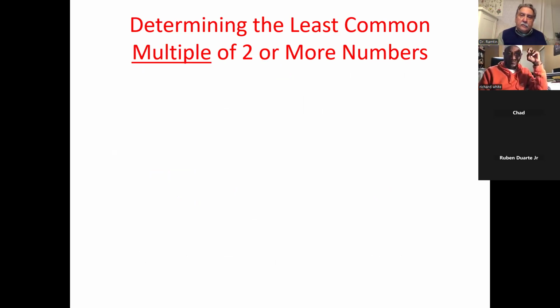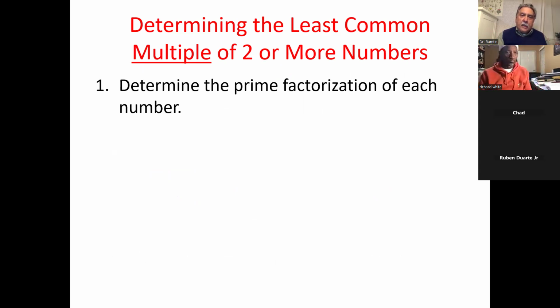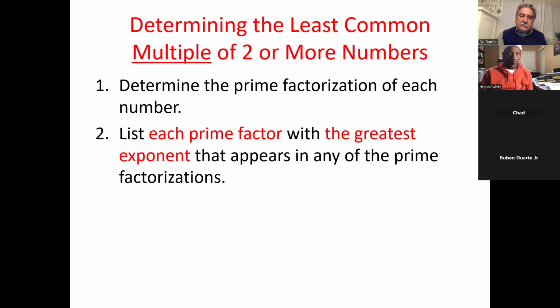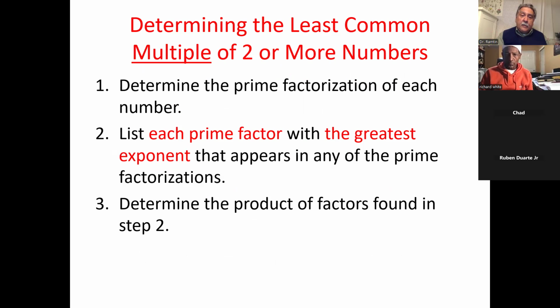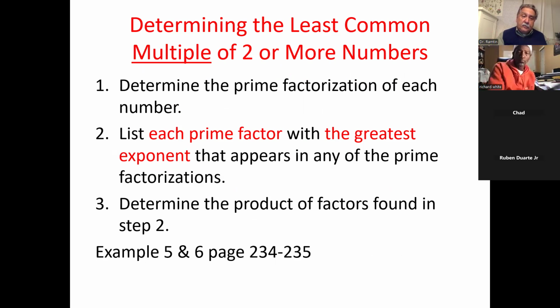Okay, now we want to find the least common multiple of two or more numbers. Again, we use prime factorization. We list each prime factor with the greatest exponent that appears in any of the prime factorizations. Then we find the product of the factors in step 2, and that's how we find our answer. Let's look at pages 234 and 235.